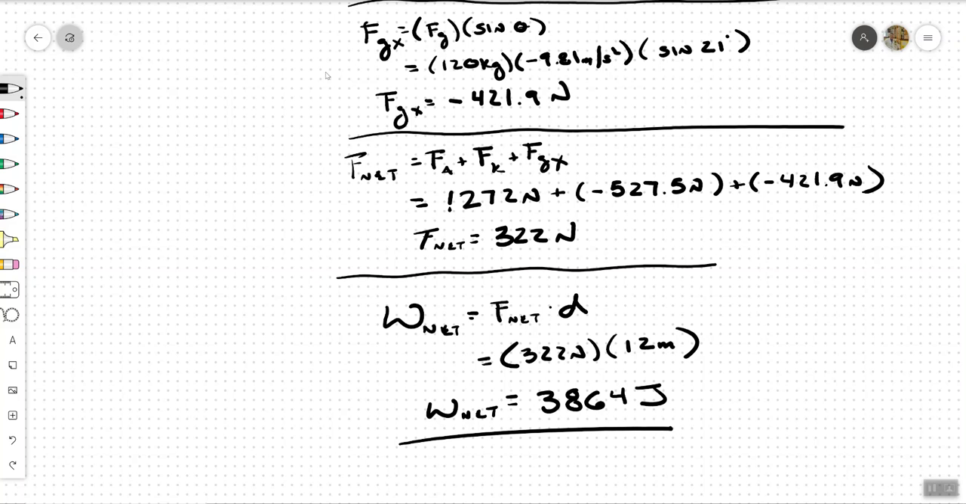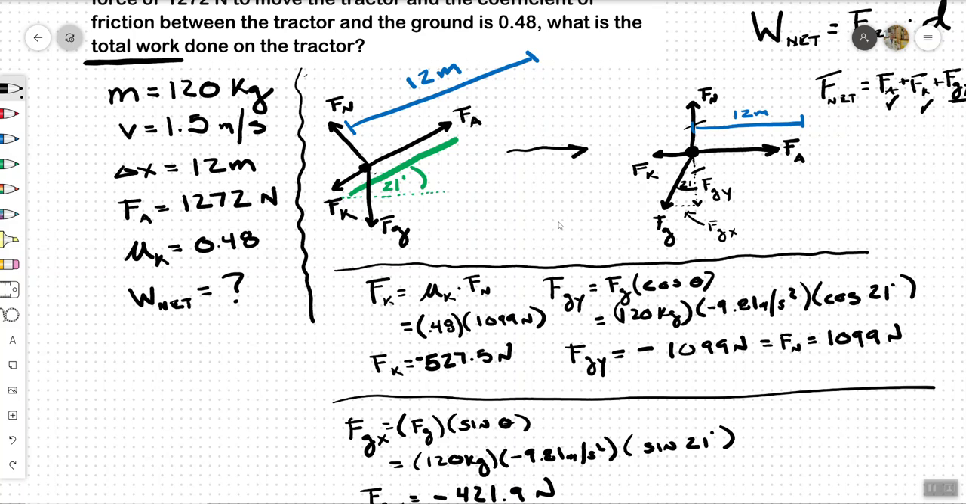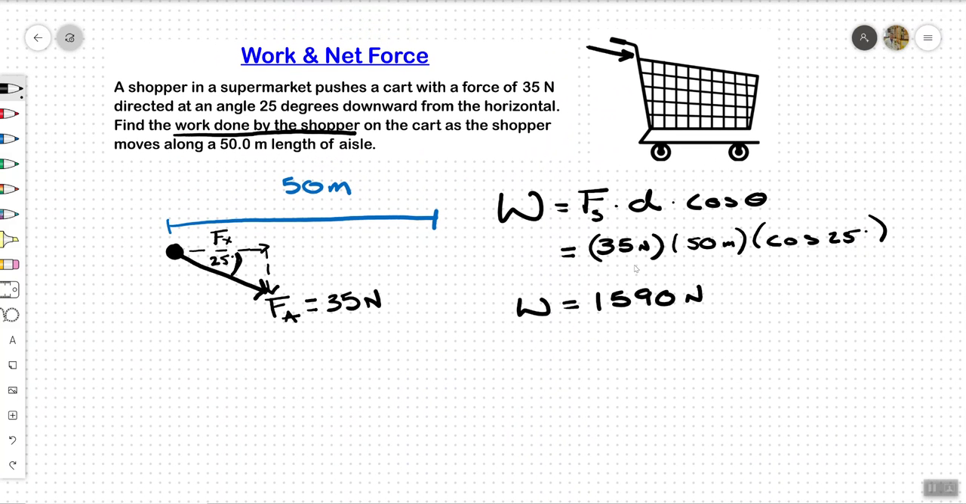So I hope that helps as you work through some of these problems. This one's more involved because we had to work through the components and everything. The first one is a little more straightforward, where we're just applying our force times the displacement by the angle.